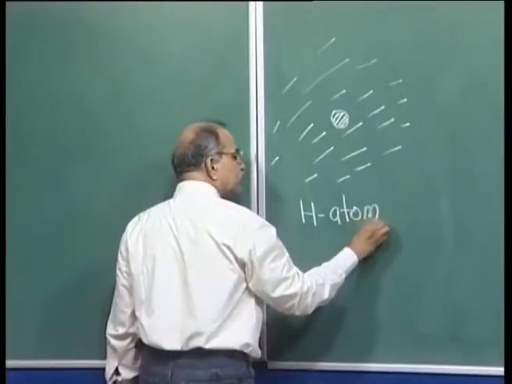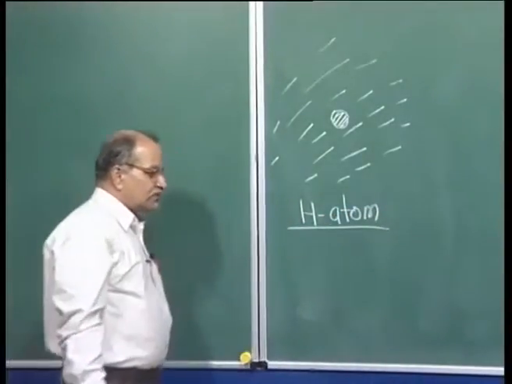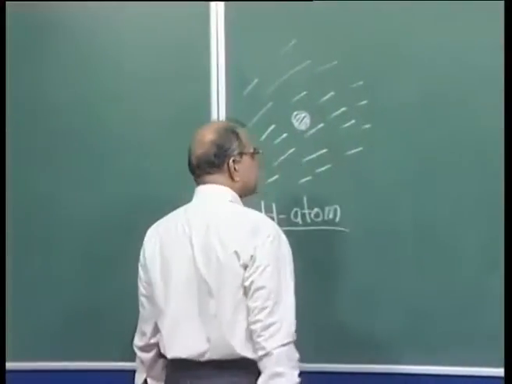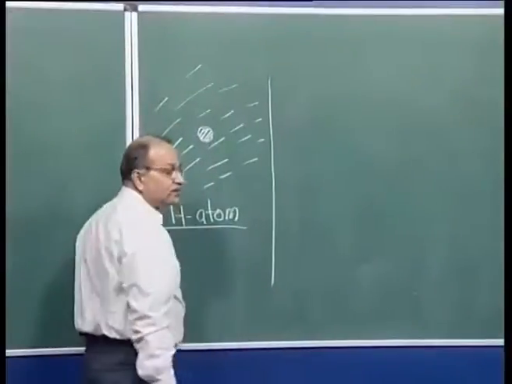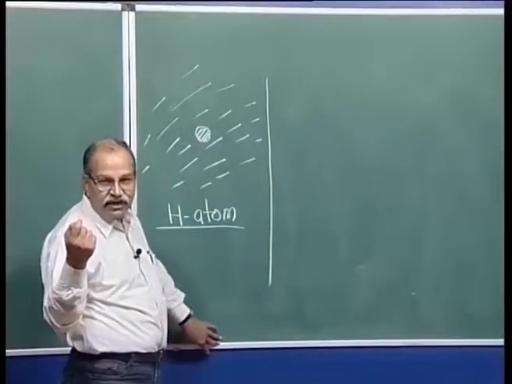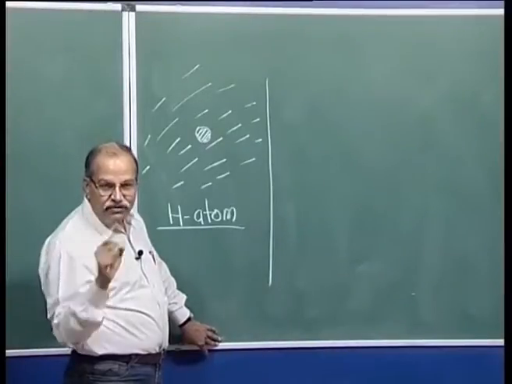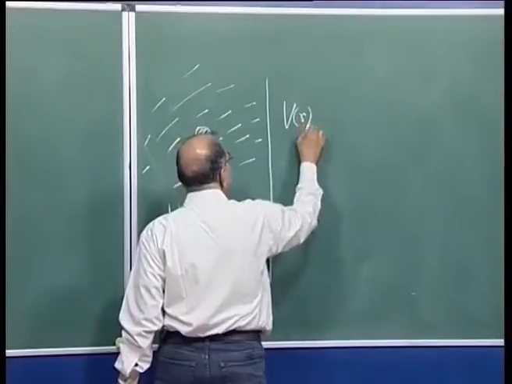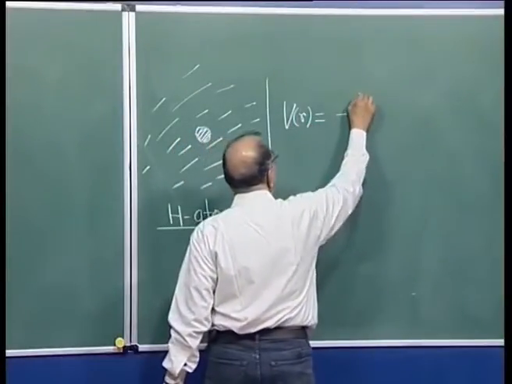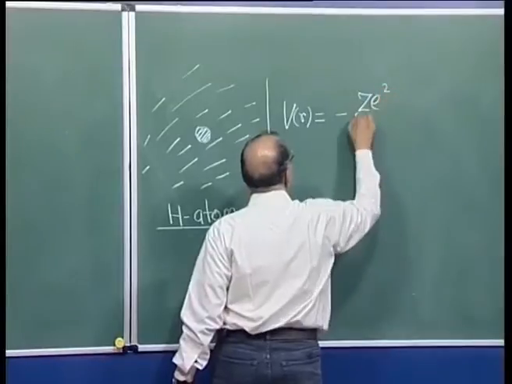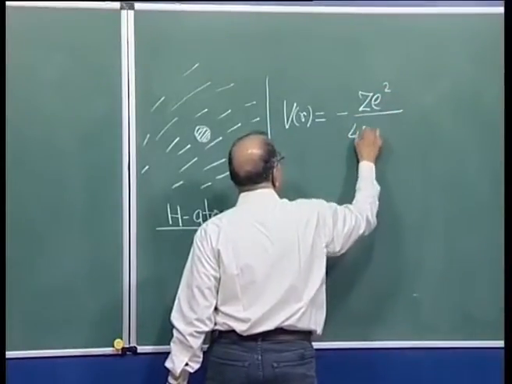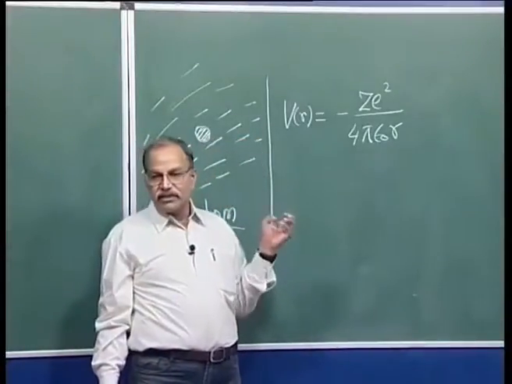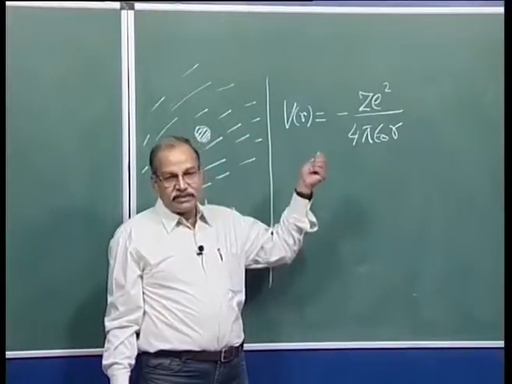Remember your quantum mechanics classes of the hydrogen atom or hydrogen-like atom, ions with just one electron left. Then your potential energy term would be minus Ze squared over 4 pi epsilon naught r. Ze is the positive nuclear charge, minus e is the electronic charge.